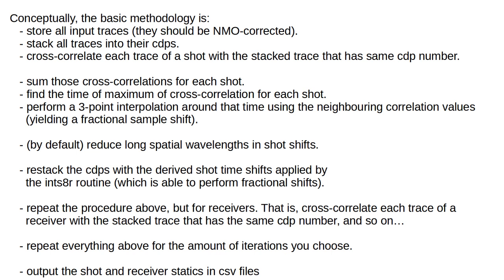Restack the CDPs with the derived shot time shifts applied by the inst8r routine, which is able to perform fractional shifts. Repeat the procedure above, but for receivers. That is, cross-correlate each trace of a receiver with the stacked trace that has the same CDP number, and so on. Repeat everything above for the amount of iterations you choose. Output the shot and receiver statics in CSV files.